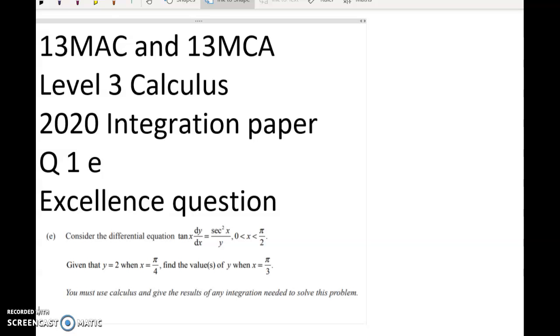Kia ora Year 12. I just realised that I haven't videoed most of last year's Level 3 calc papers, so I'm going to get that done over the next few days.